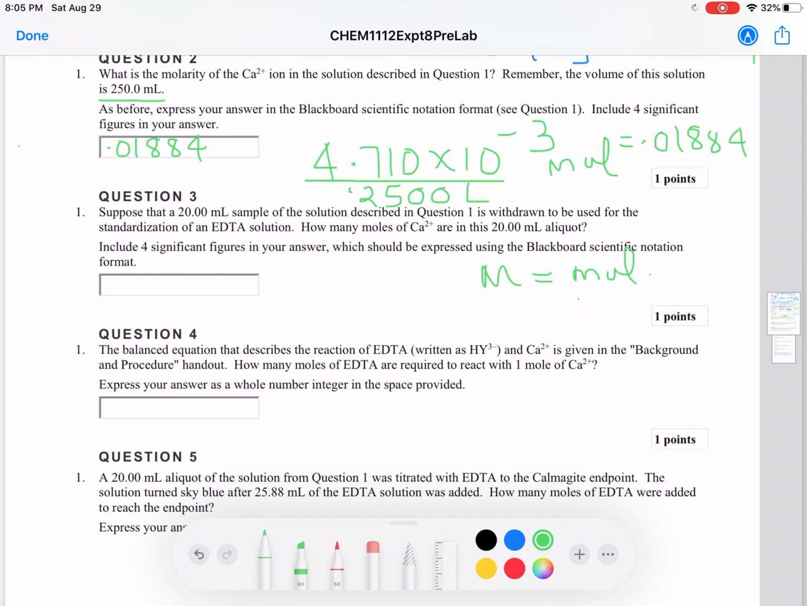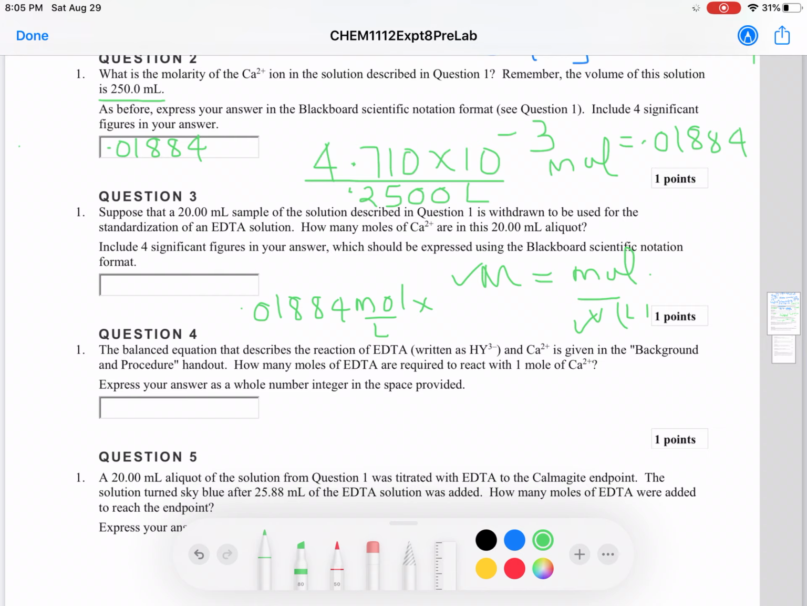Molarity is moles over volume in liters. To find the moles, what do you need? If you know the molarity and you know the volume in liters, you can find the number of moles. That would be molarity times the volume. Correct? So the molarity we found from question number 2, which is 0.081884 moles per liter, you multiply by the volume.